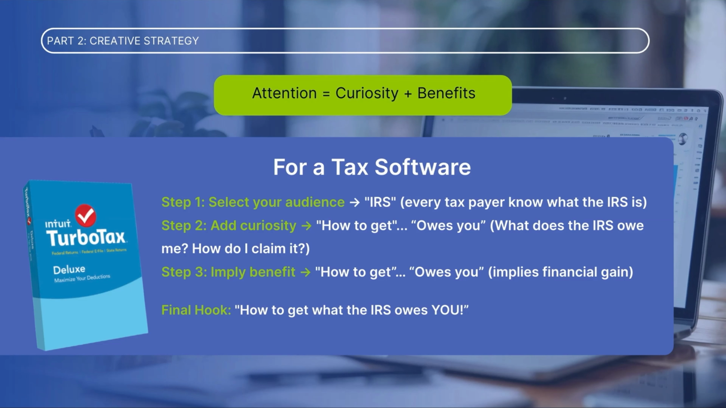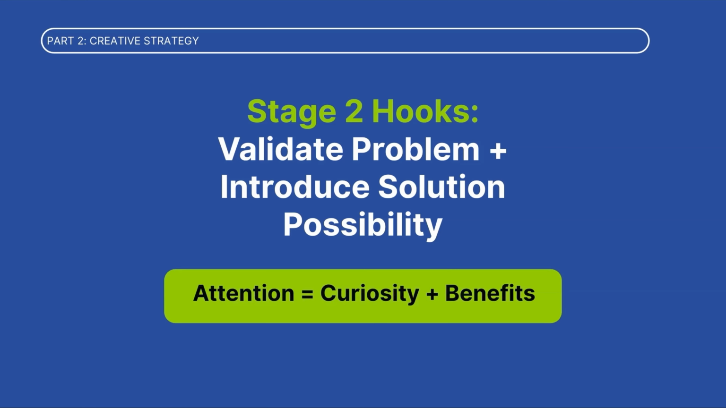Step 3, imply a benefit. How to get what the IRS owes you implies financial gain. So our final hook: how to get what the IRS owes you. Now, let's take a look at building stage 2 hooks, where we validate the problem and introduce a possible solution.